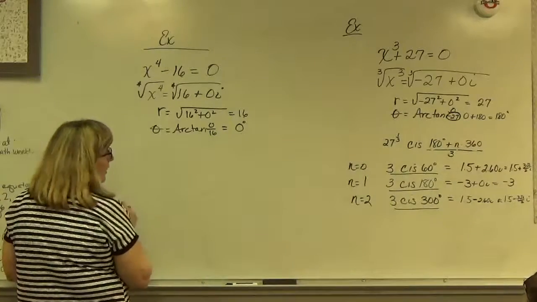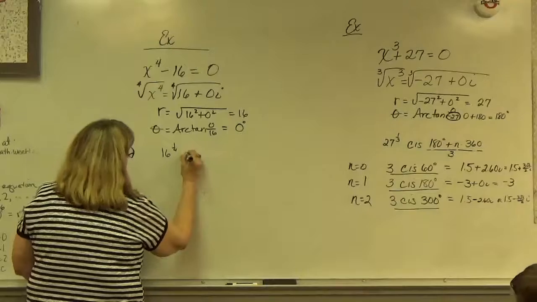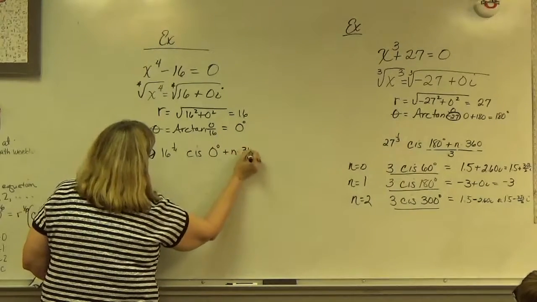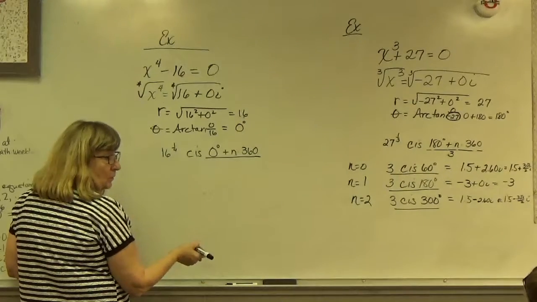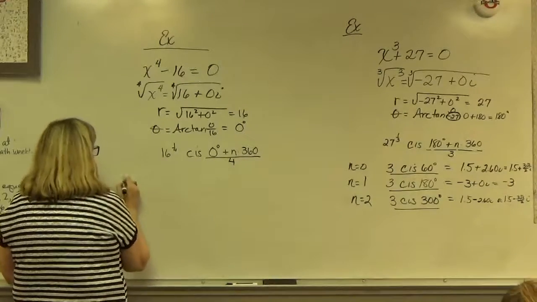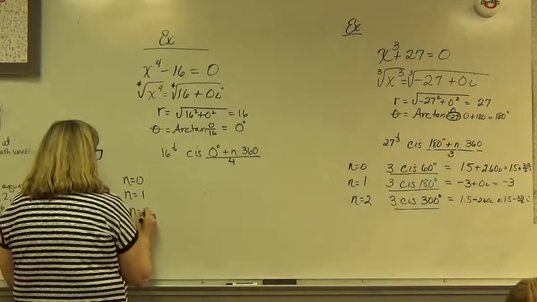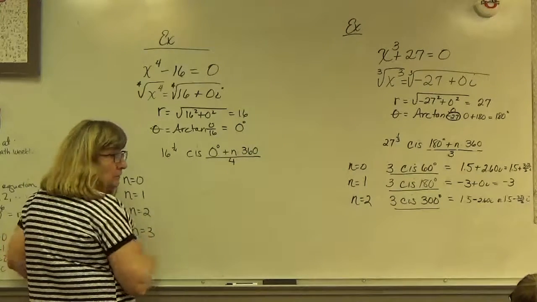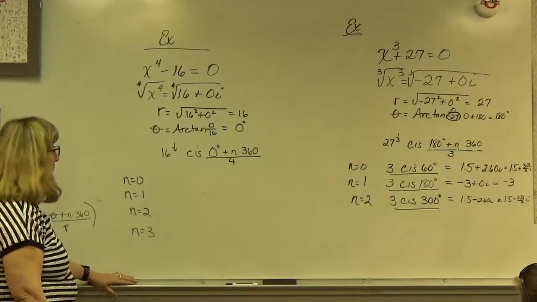Okay, so now we write up our formula, which is 16 to the 1/4, then cis of 0 degrees plus n times 360, divided by, what am I dividing by? 4, because that's the root. This will be n equals 0, n equals 1, n equals 2, n equals 3. Do I keep going? No, because we only want how many answers? 4. 1, 2, 3, 4.